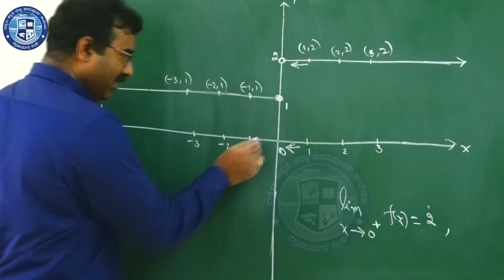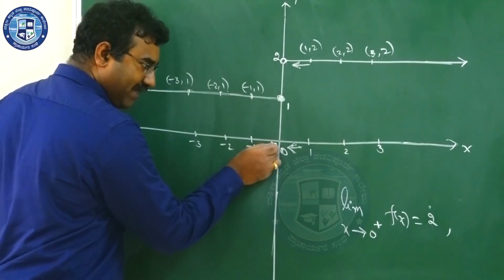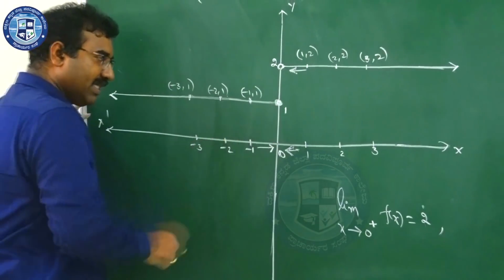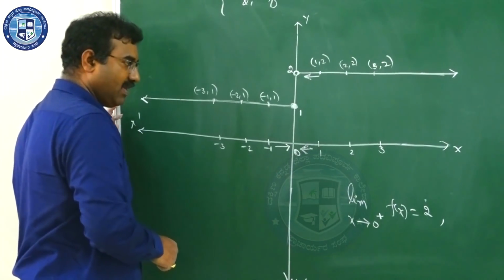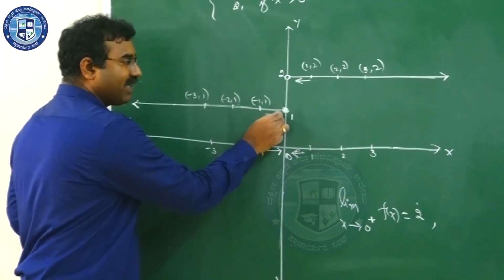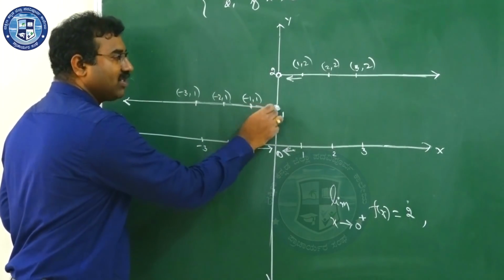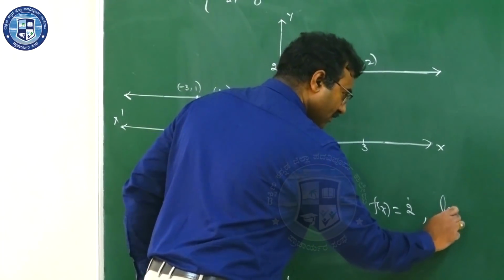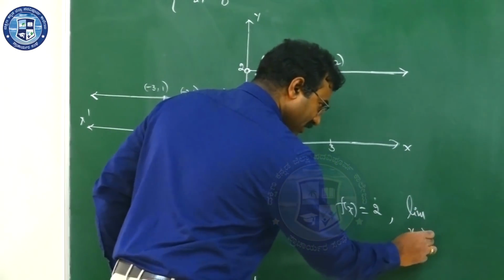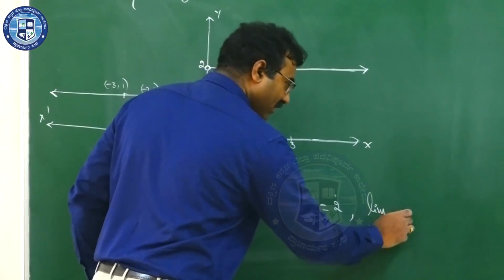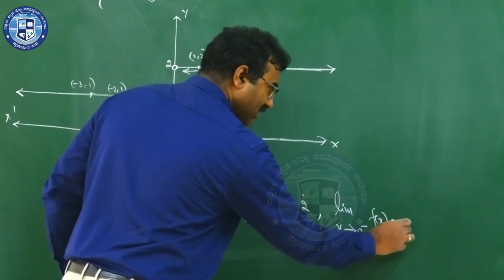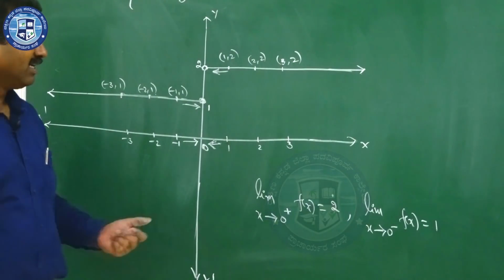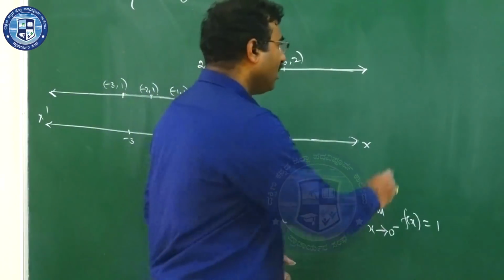And when x is coming close to 0 from the left hand side, it is very clear from the graph that it is coming close to 1. That means limit x tends to 0 from the left, f(x) you are getting 1. Limit itself is not existing here, right. The left hand limit is not same as right hand limit.